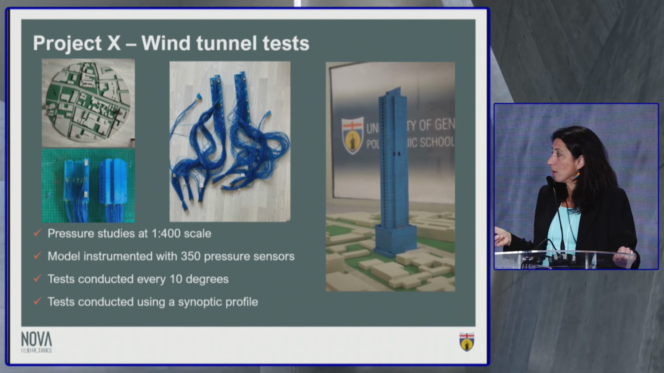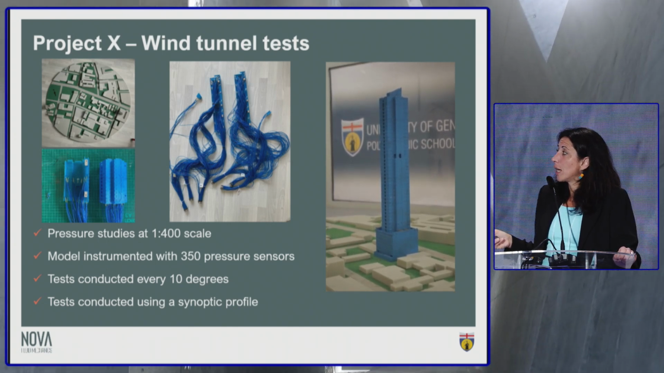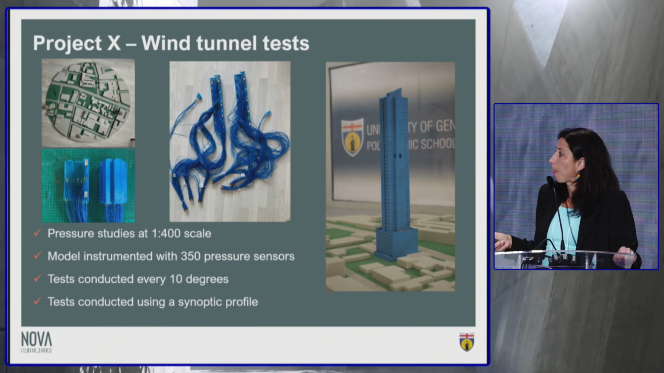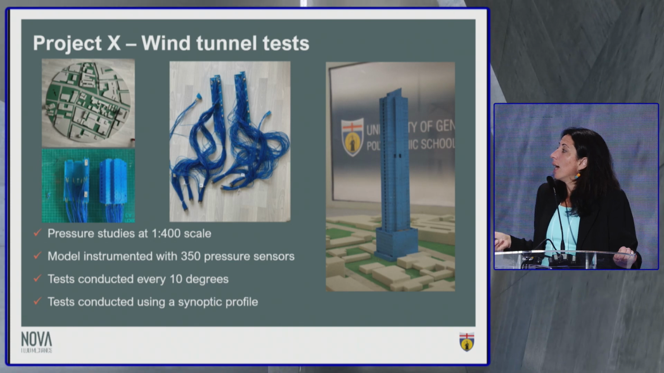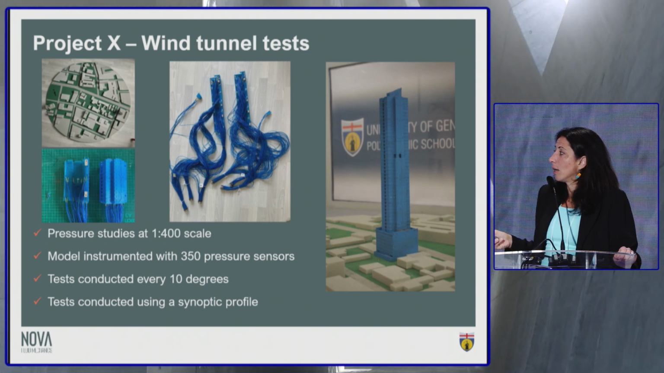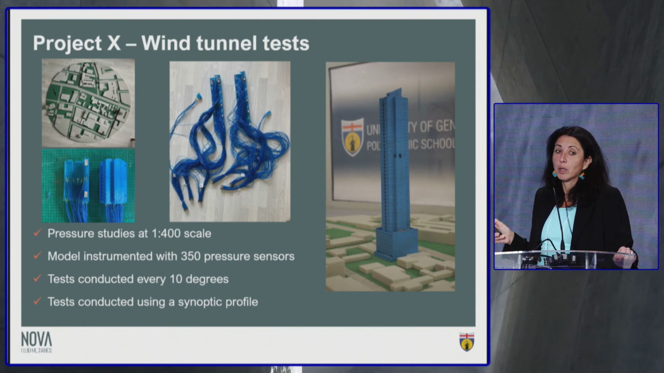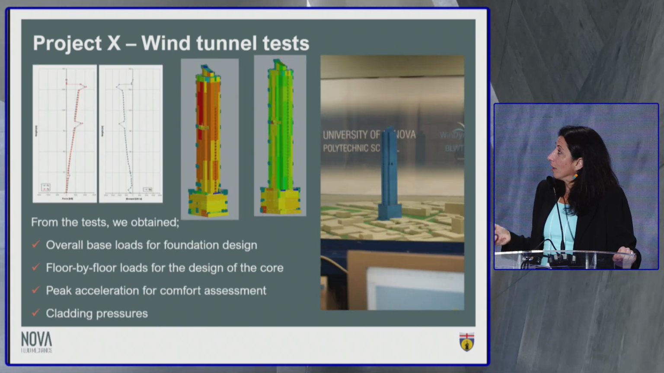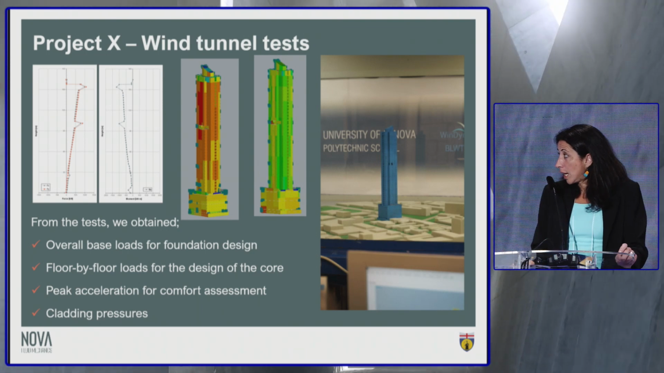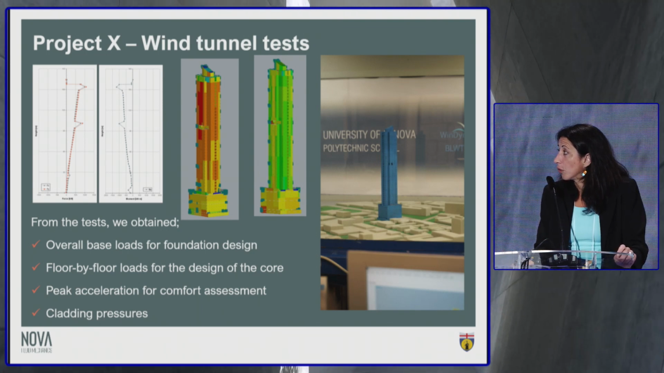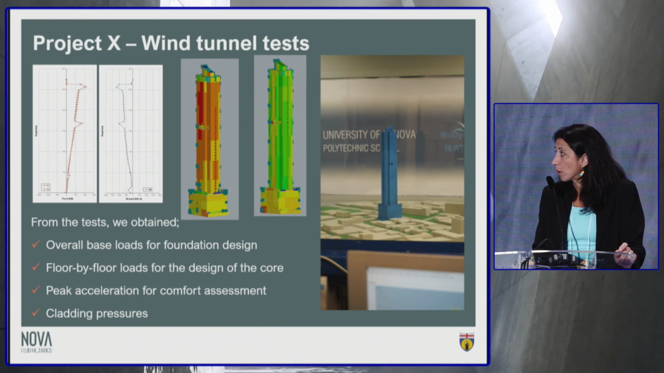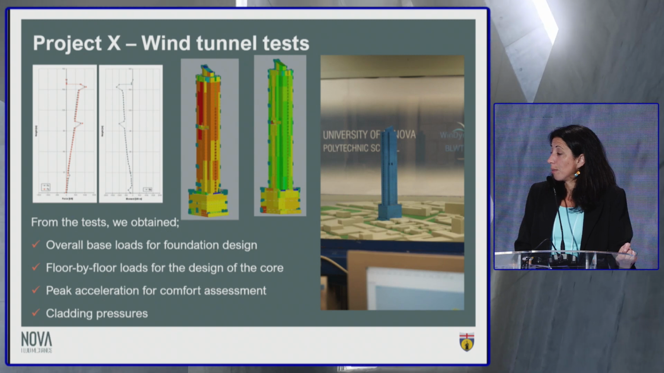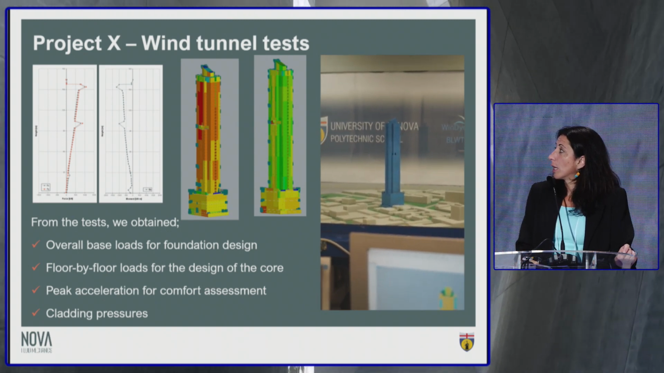It's full of tubes. Each tube corresponds to a pressure sensor. In this case, we use a scale of 1 to 400, 350 pressure sensors, and we did the test every 10 degrees, a full set of wind directions. And all the tests were conducted using a synoptic profile, because that is what the code tells you to do, and we cannot be imaginative.